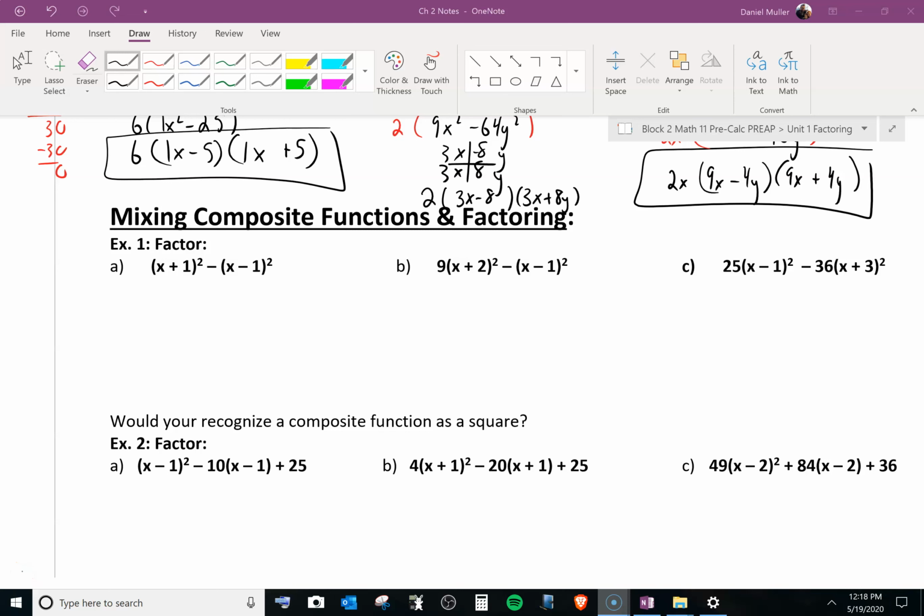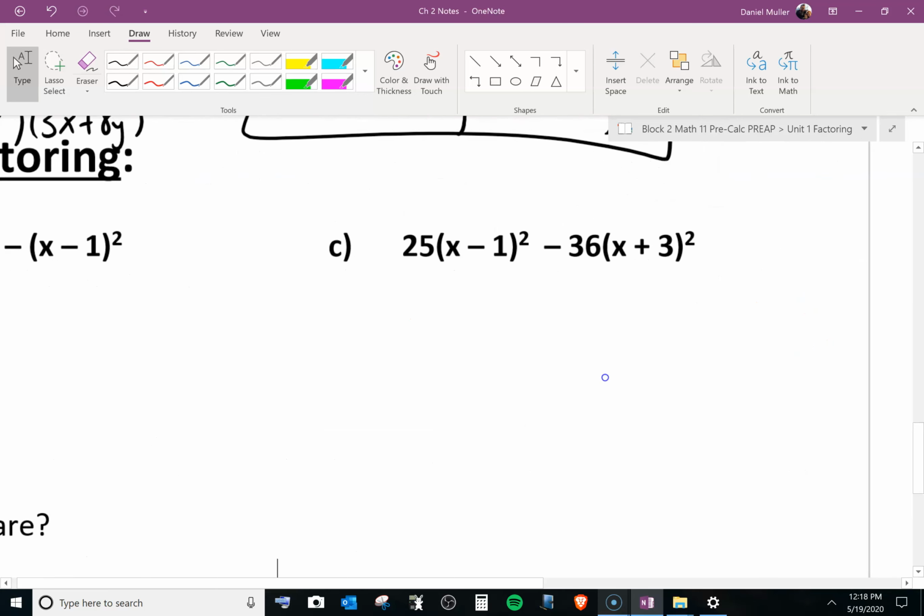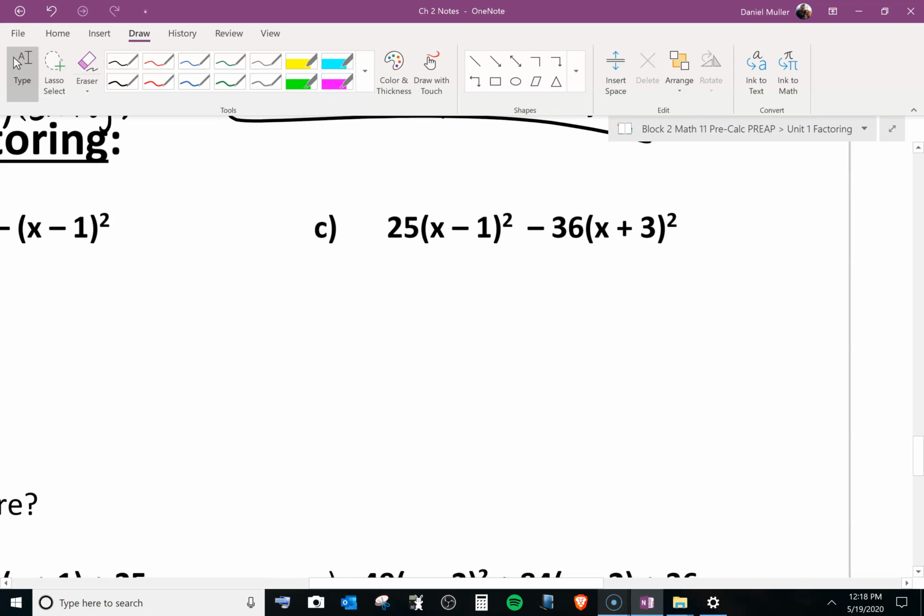All right, so this is now composite functions, and I am going to start by looking actually not at A, but I'll probably go all the way here to C first, just so that I think it's a little bit easier when there's numbers involved, like 25 and 36. This is done exactly the same way. So I notice that 25 and 36 are perfect squares and a minus sign in between.